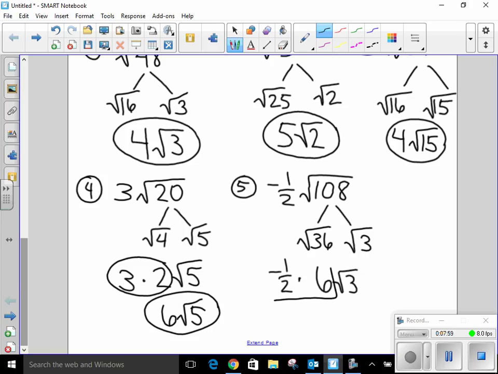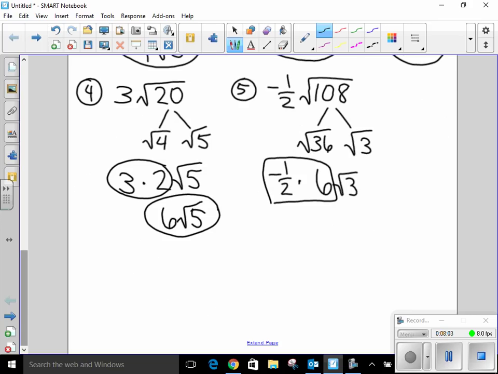All right, so now we want to put those outside numbers together. Negative 1/2 times 6 is going to produce negative 3, and then radical 3 stays under the radical sign. So there's your final answer on that one. So again, numbers on the outside, you just multiply them to your simplified number on the outside so that you can combine them together.